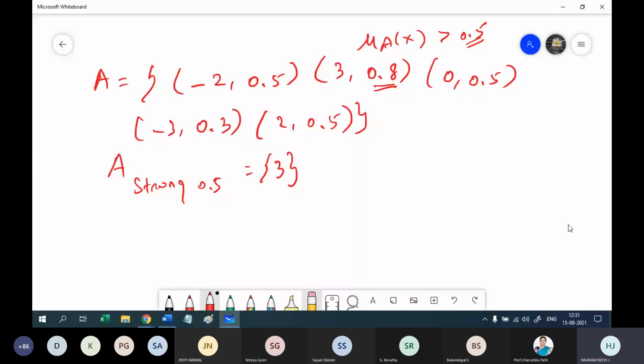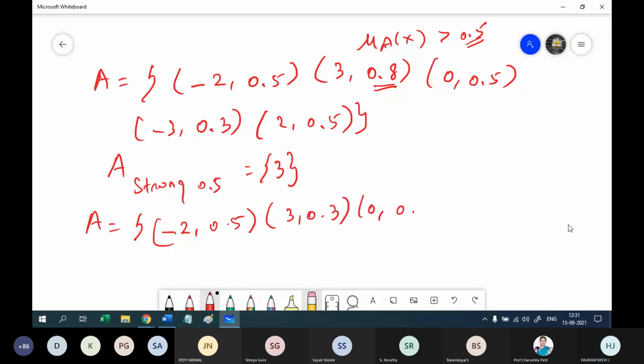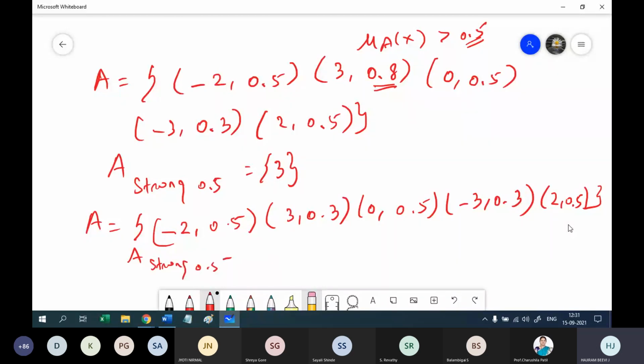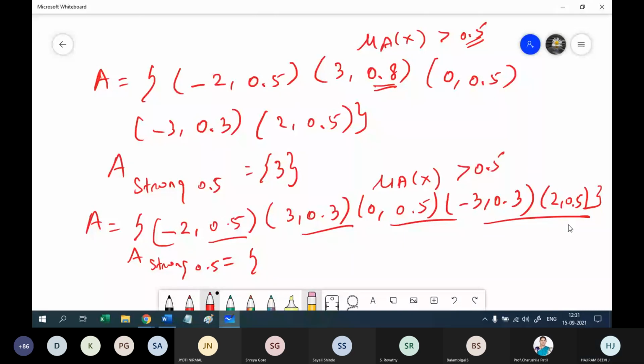So one more example. So it is A, minus 2 0.5, then 3 0.3, then 0.5, minus 3 0.3, then 2 0.5. So find A strong 0.5. For this one, no value satisfies this condition because the membership value should be greater than 0.5. Okay, so this one is the empty set.